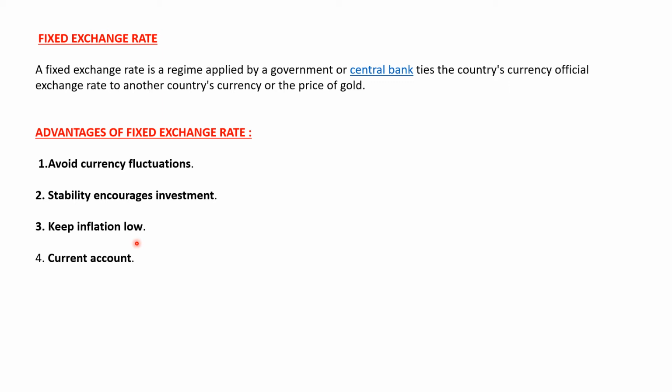So always having a fixed exchange rate will keep everything stabilized. And the last advantage is the fixed exchange rate will not affect the current account. So let's say a sudden appreciation in the currency value will affect the current account balance badly. This leads to a deficiency in the balance of payment. So these are the advantages of fixed exchange rate.